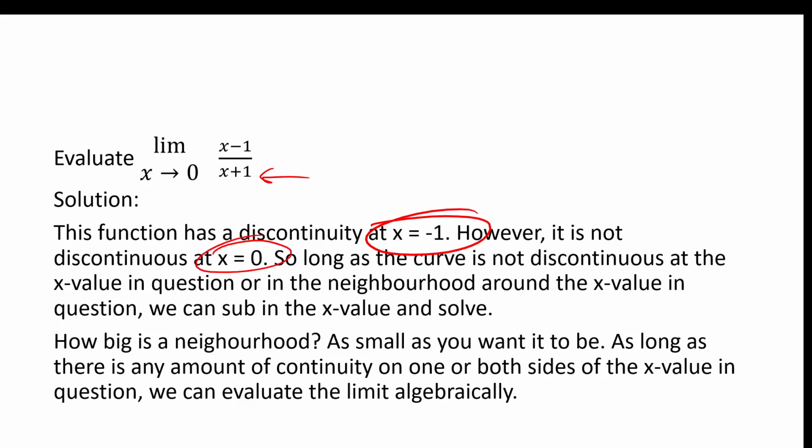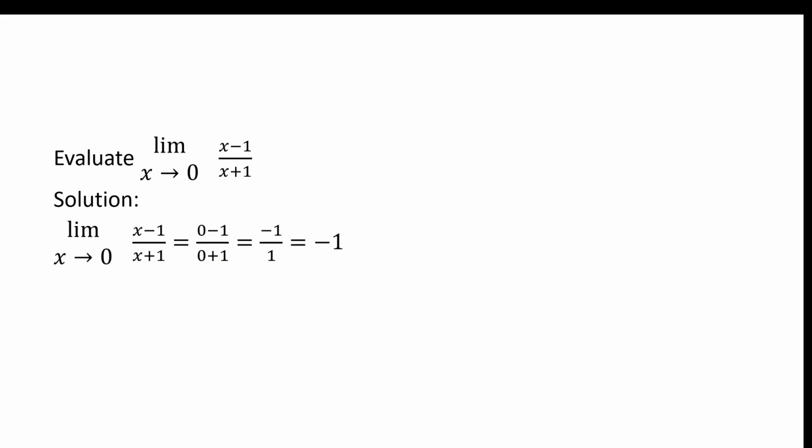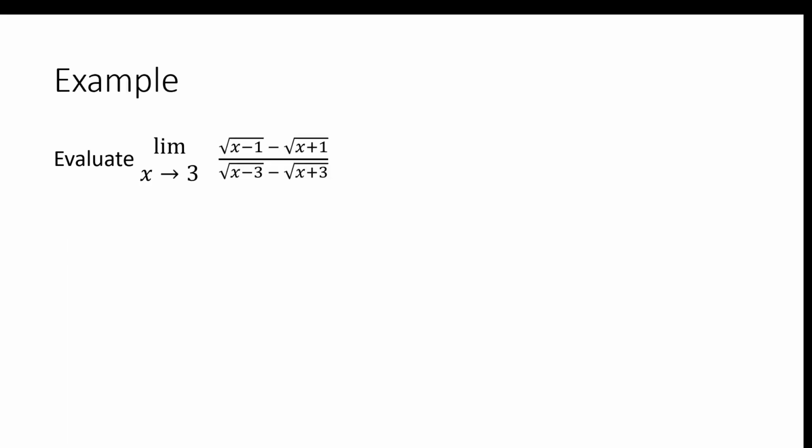So as long as the curve is not discontinuous at the x value in question or in the neighborhood around the x value, we can sub in the x value and solve. Now you might say, well, how big's a neighborhood? And the answer is as small as you want it to be. As long as there's any amount of continuity on one or both sides of the x value in question, we can actually evaluate that limit algebraically. So in this particular question, we are discontinuous at an x value of -1, but on both sides of 0, we're perfectly fine. And at 0, we're continuous, so we just plug in an x value of 0, and we end up with a limit equal to -1.